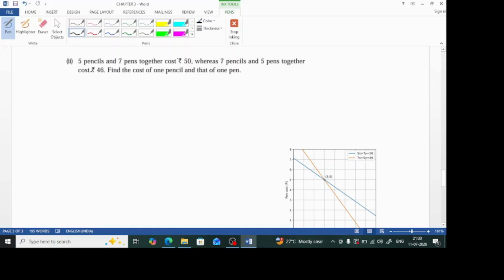Let the cost of one pencil be rupees x and the cost of one pen be rupees y.